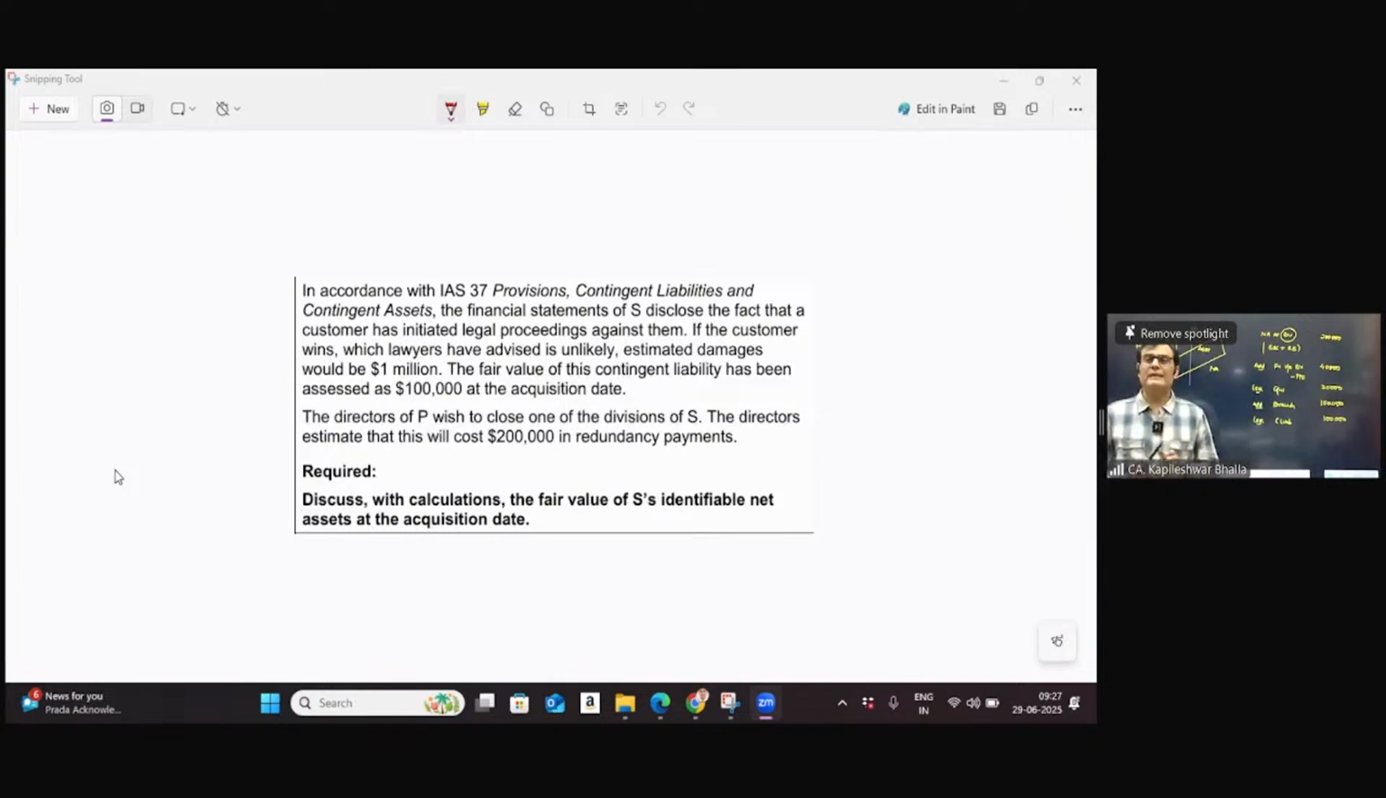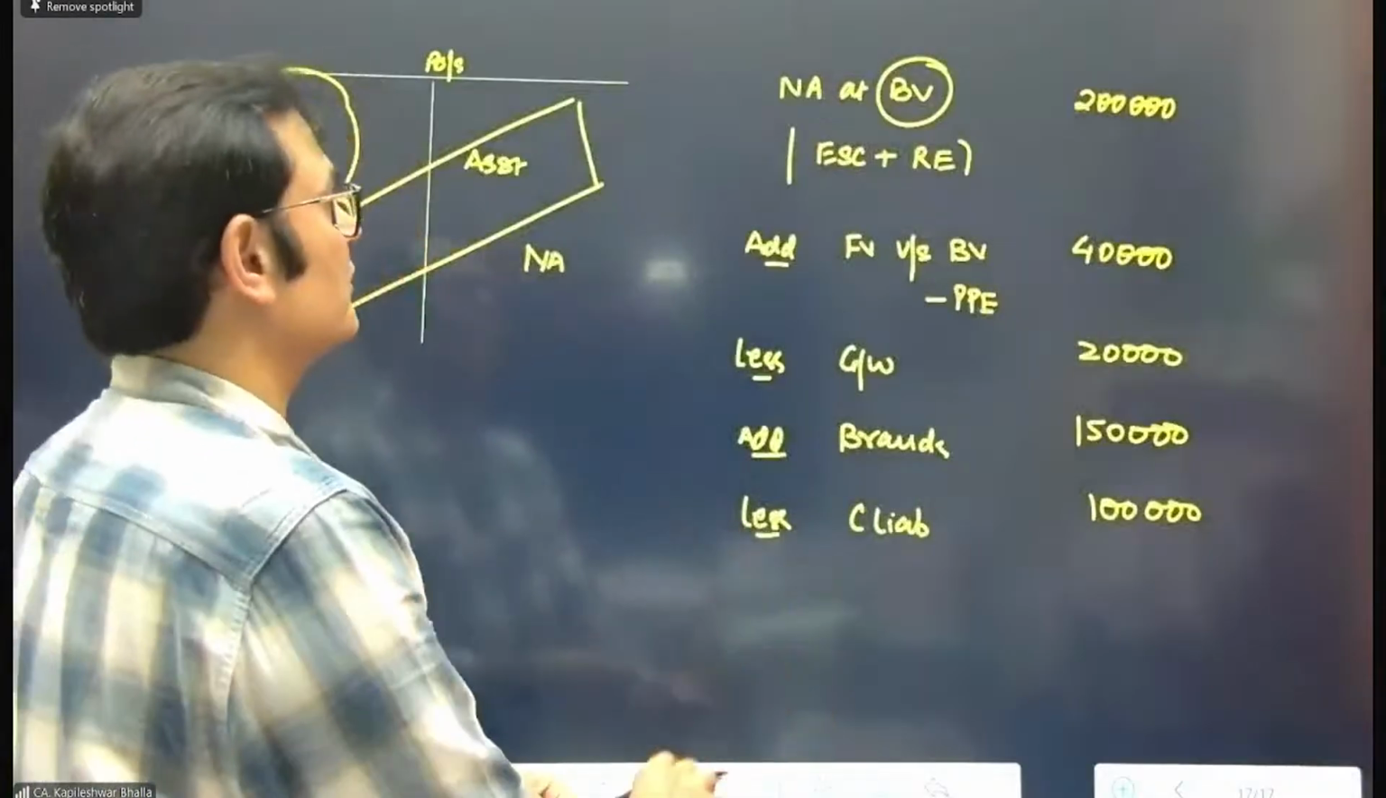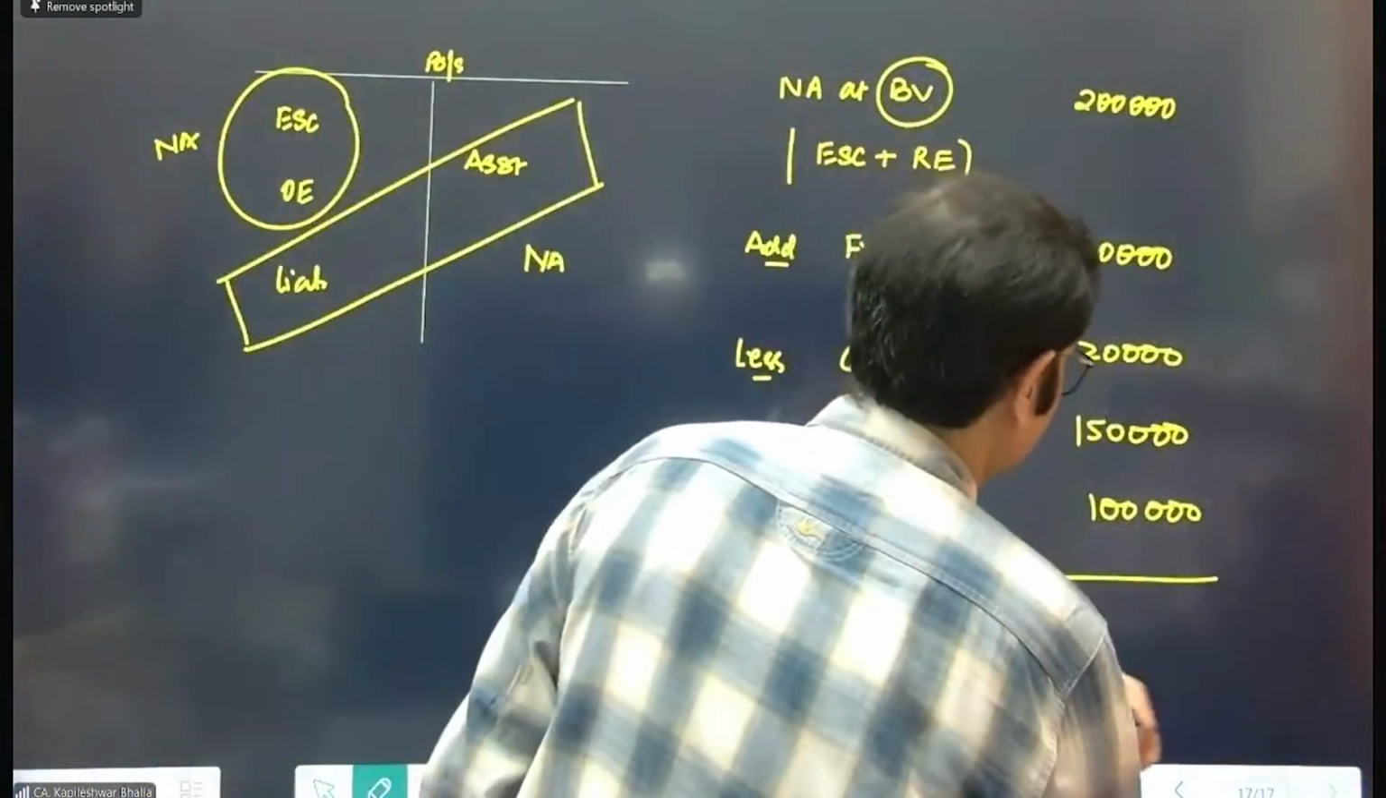So in any case, what I'm trying to say is that in this case, there is no formal detailed plan which is communicated to the parties affected. So obligations will not trigger. So nothing is to be taken in the net asset list. I think that takes care of all the inputs in this case. So let's get the list of net assets in this case.